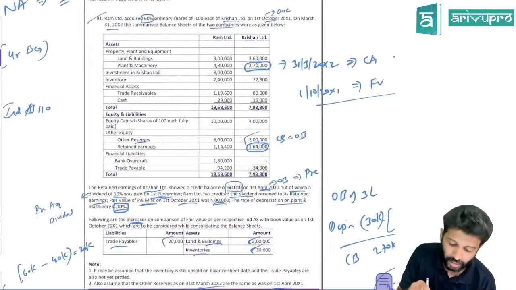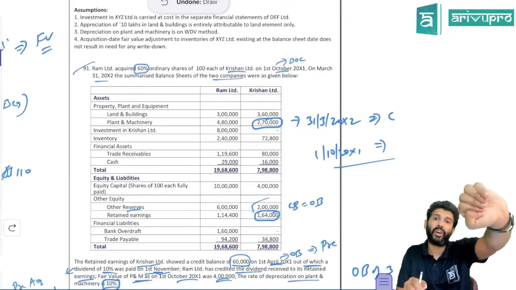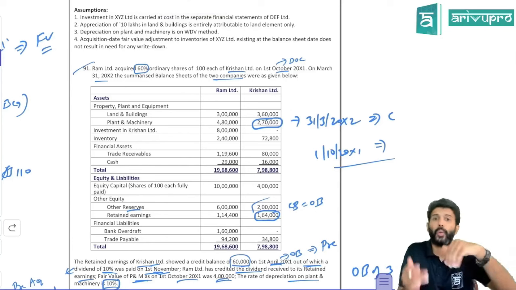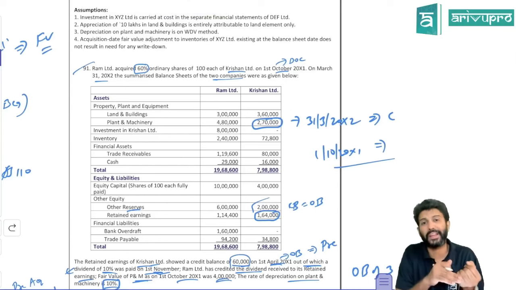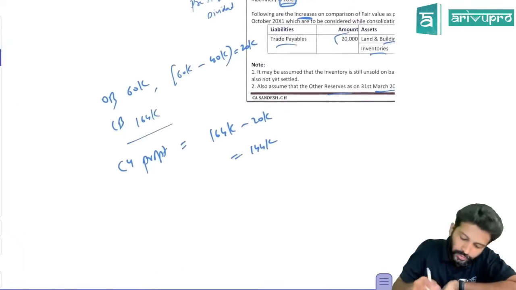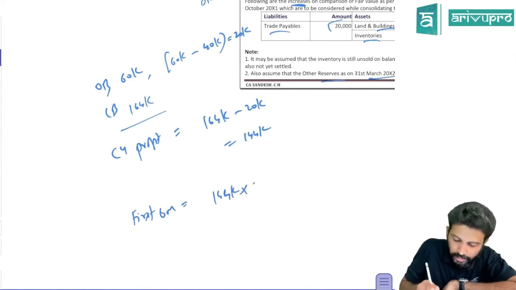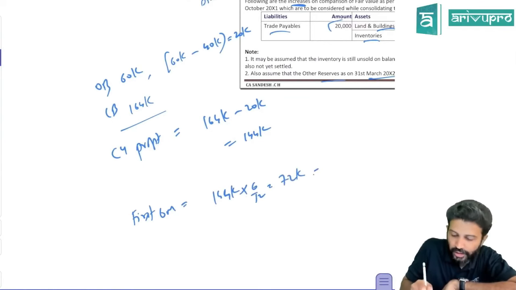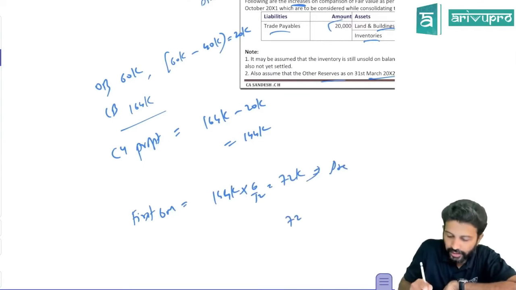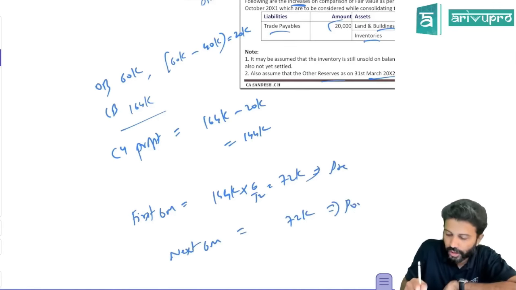When did we acquire the control? We got the control on 1st October. That means April, May, June, July, August, September. For first 6 months, whatever profit is made, that is post or pre? First 6 months ka profit is already made before parent got control. So out of this 1,44,000, first 6 months ka profit will be 144 into 6 by 12, half of it, which is 72,000. That is pre-acquisition profit. And the next 6 months ka profit, 72,000, that will be post-acquisition profit.